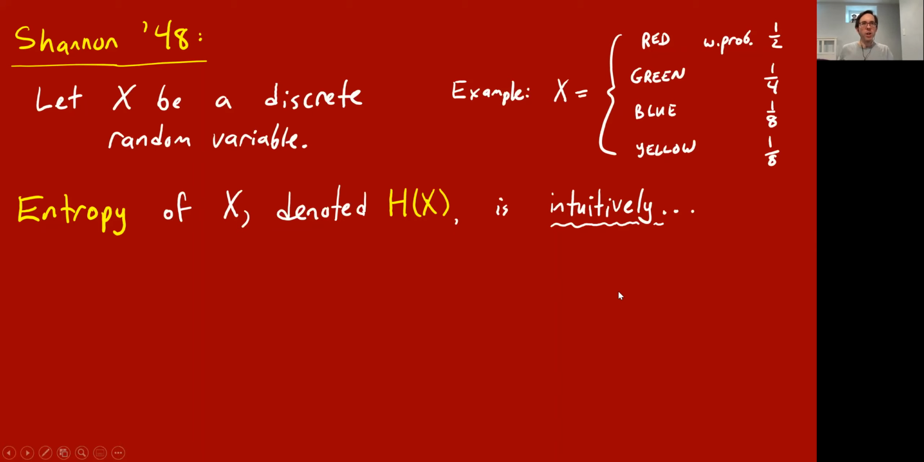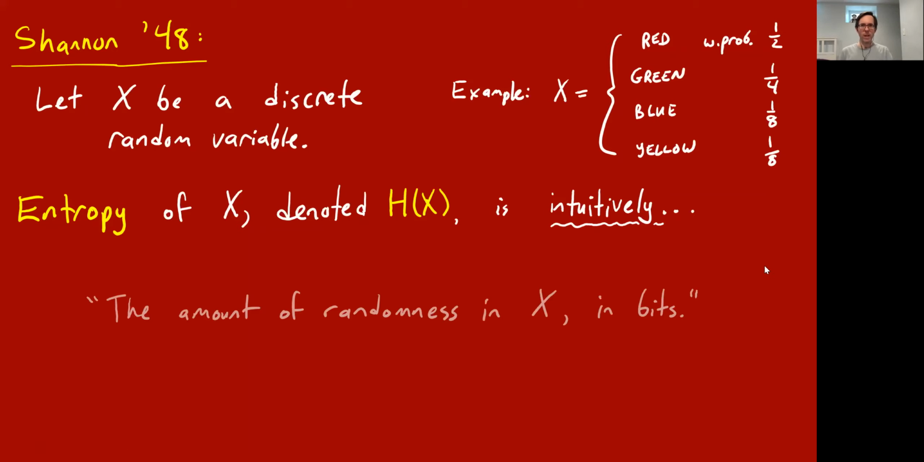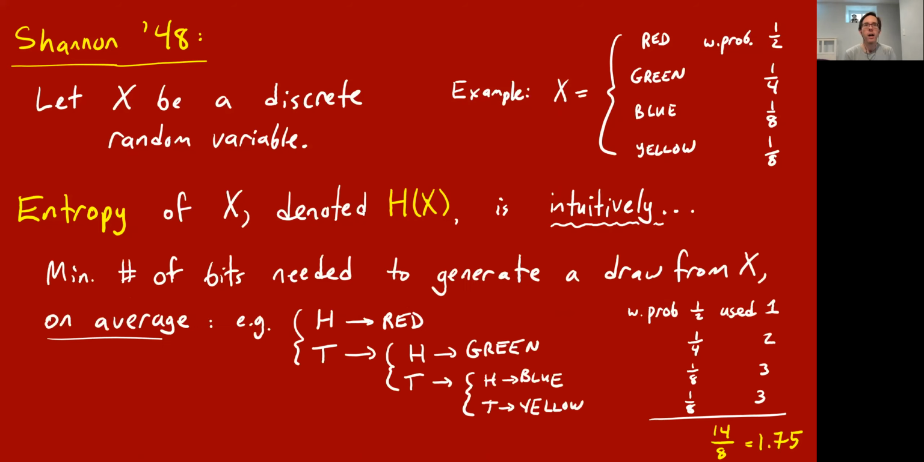So first I'll tell you what the entropy of this random variable is intuitively. The entropy is usually denoted H of x. It's a number associated with the random variable. And one way to capture it intuitively is to say it's the amount of randomness in x in bits. Another intuitive way to describe it is it's the minimum number of bits needed to generate a draw from x on average, if you're using the best scheme.